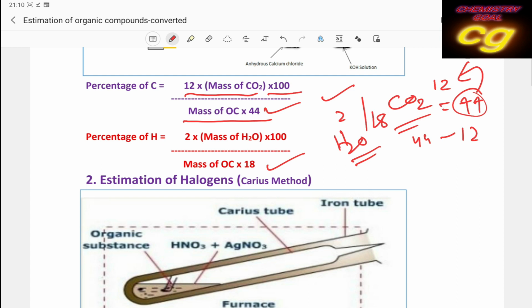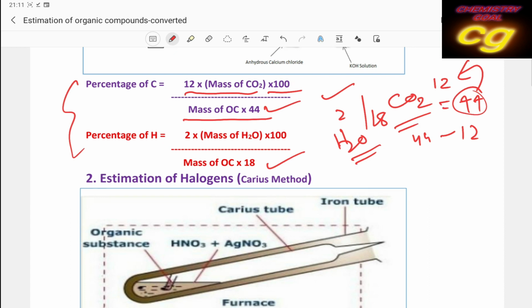So very simple formula. Always use: mass of hydrogen present in the organic compound will be 2 into mass of water produced into 100, as 100 is multiplied to convert into percentage, then mass of organic compound into 18. So these two methods are very important, common methods to calculate the percentage of carbon and hydrogen present in an organic compound. So you have to know the weight of water produced and the weight of CO2 produced during these methods.